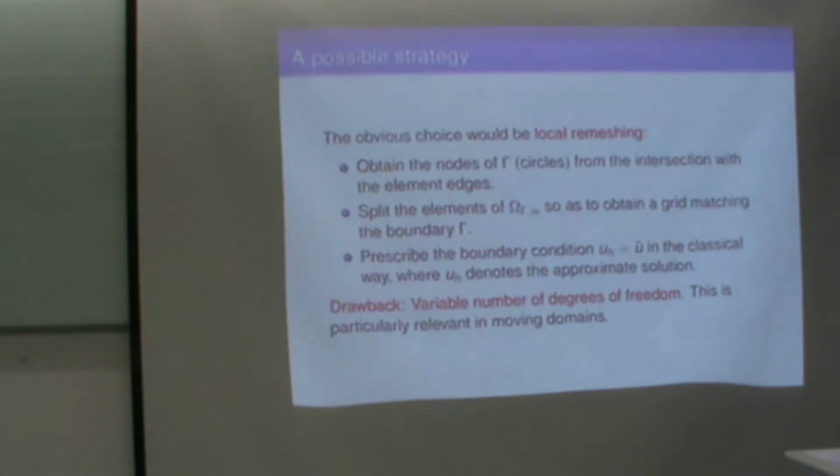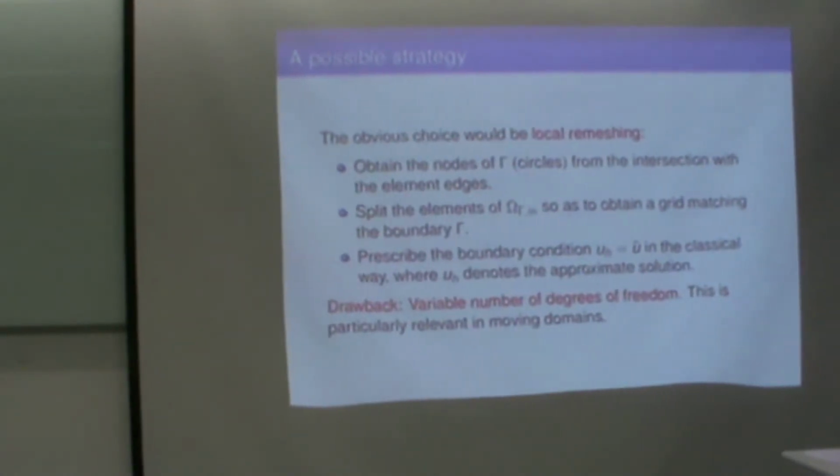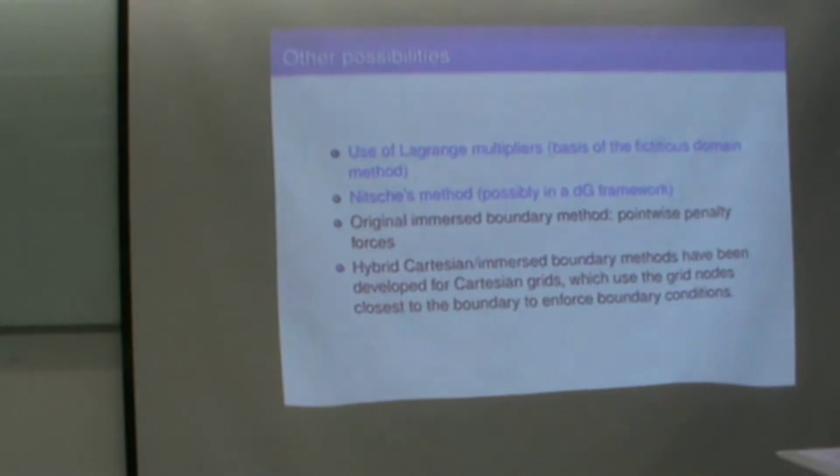I wanted to keep this slide because this is something that is very often forgotten, but local remeshing is perfectly possible. And in fact, the main drawback of local remeshing is that you have a variable number of degrees of freedom, and that's what you want to avoid. That's particularly important in the case of moving domains, but that's always a possibility that we have there.